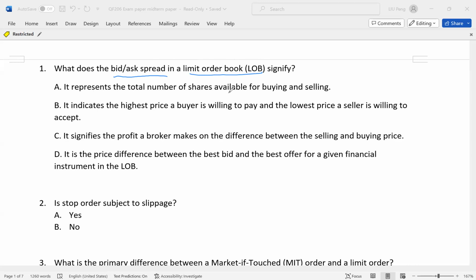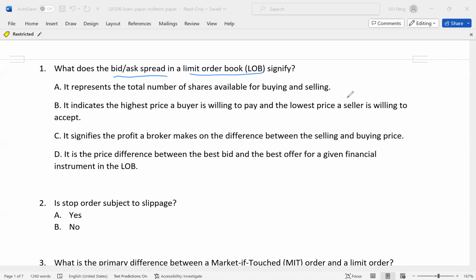Represents the total number of shares available for buying and selling. So that's actually partially correct. So we have shares, but for each different price level, right? It's not really the total number because we have different price tiers, which are standing orders that are yet to be fulfilled.